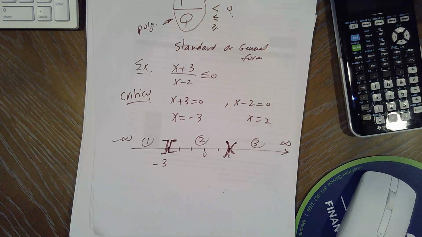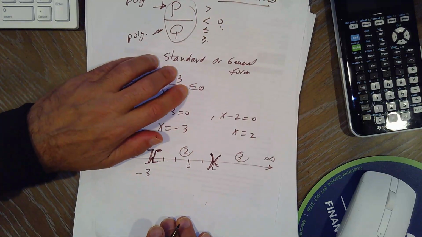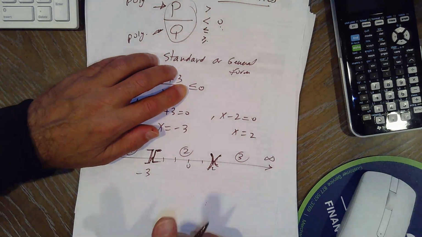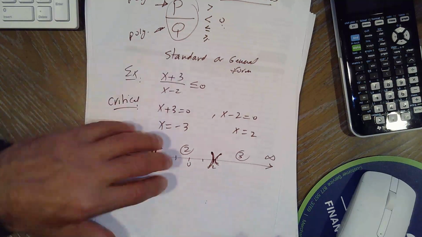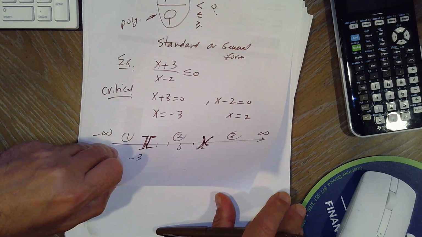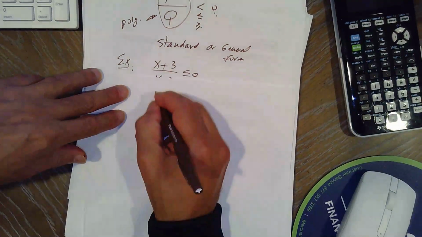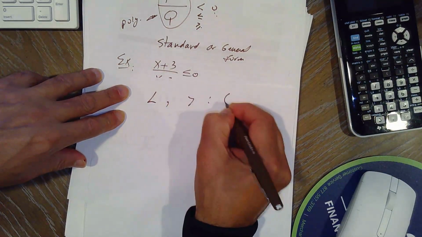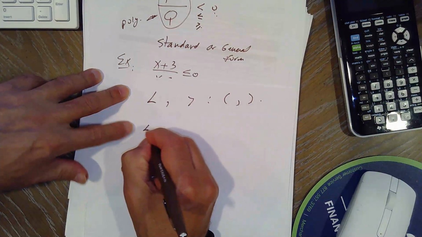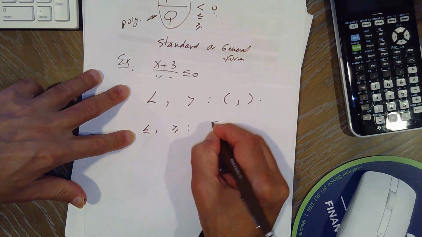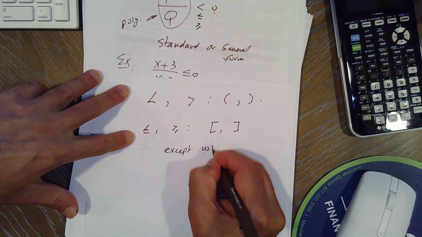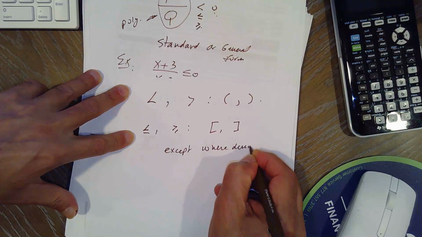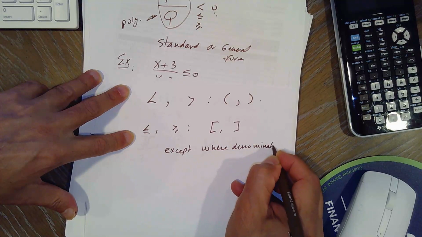That wasn't a mistake. Usually in quadratic, when we have less or equal or greater or equal, you're going to put brackets. When you have less than or greater than, you're going to put parentheses. With rational, like in this case, if you have less than or greater than, you're still going to do parentheses. But if you have less or equal or greater or equal, use brackets, except where the denominator of that fraction is 0.